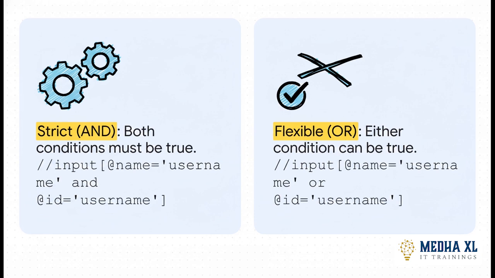On the other hand, or is much more chill. It gives us flexibility. It'll match an element if its name is username or its ID is username. As long as one of those is true, we've got a match.